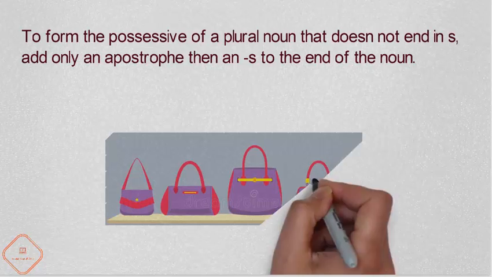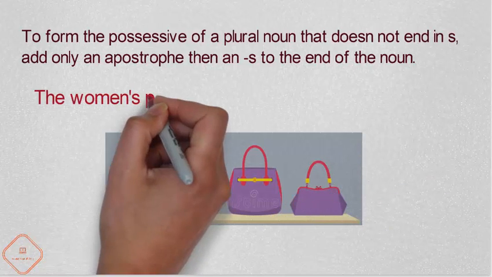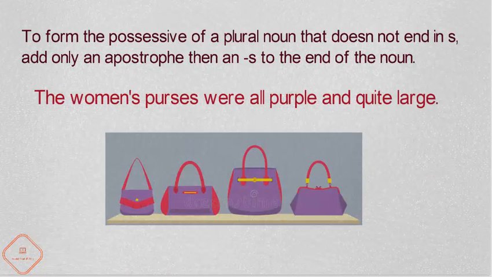So we have here women's handbags, and they're purple. So we see the women's purses were all purple and quite large. The women's purses. So here women is plural, but it does not end in an S. It's an irregular plural that does not end in an S. So to make the possessive noun, we add an apostrophe and an S.